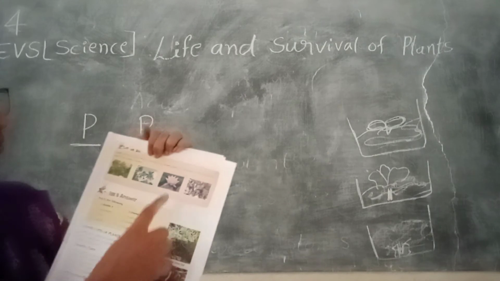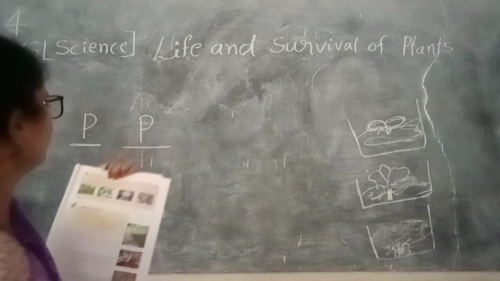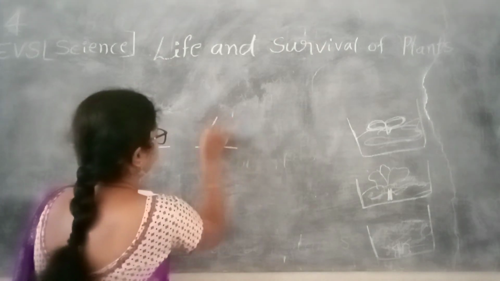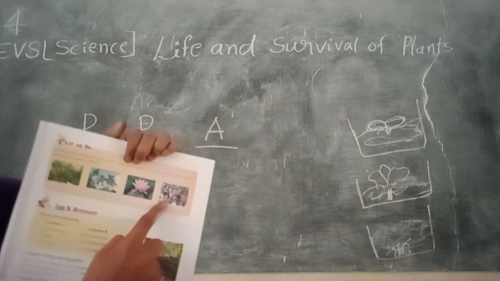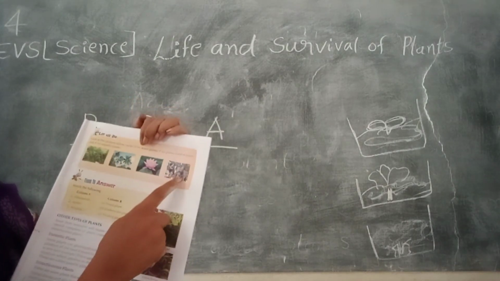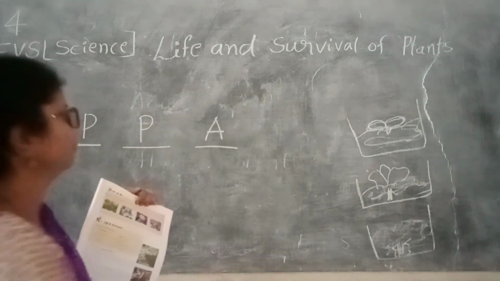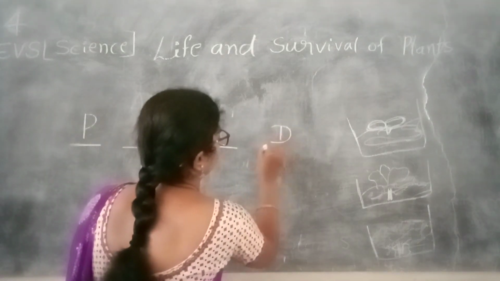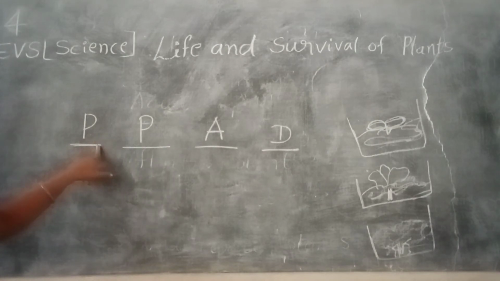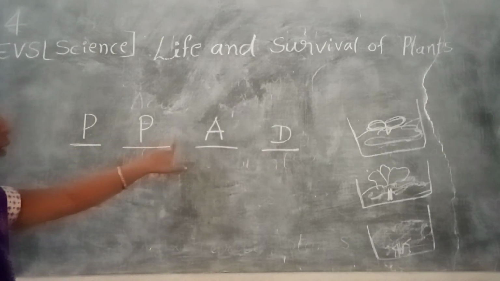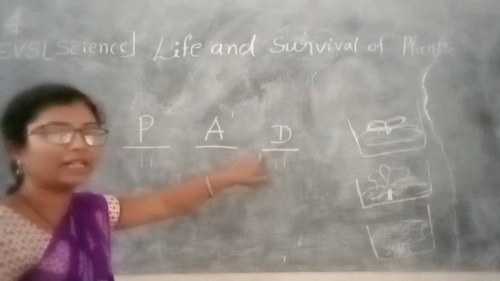Next one is an aquatic plant. It is a lotus. So write A. After that, it is a cactus. It is a desert plant. So write D below this picture. Like that, P for the first picture, P for the second picture. Lotus is the aquatic plant, so write A. Cactus is the desert plant, so write D.